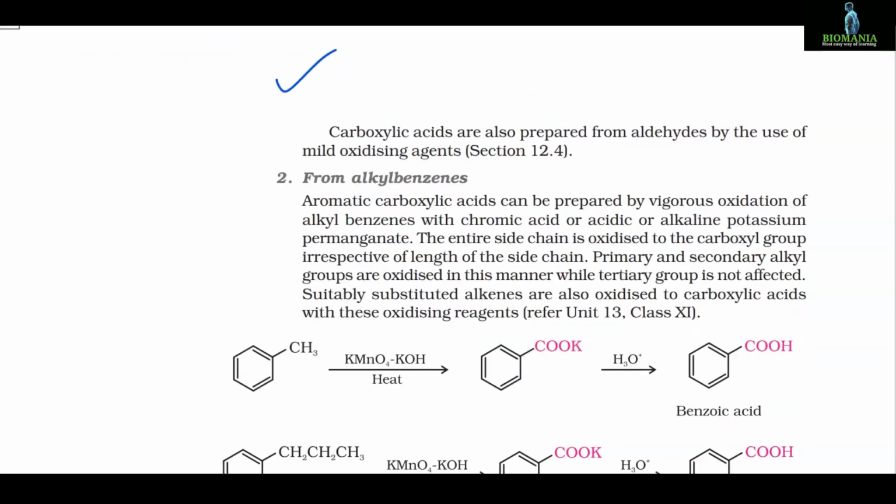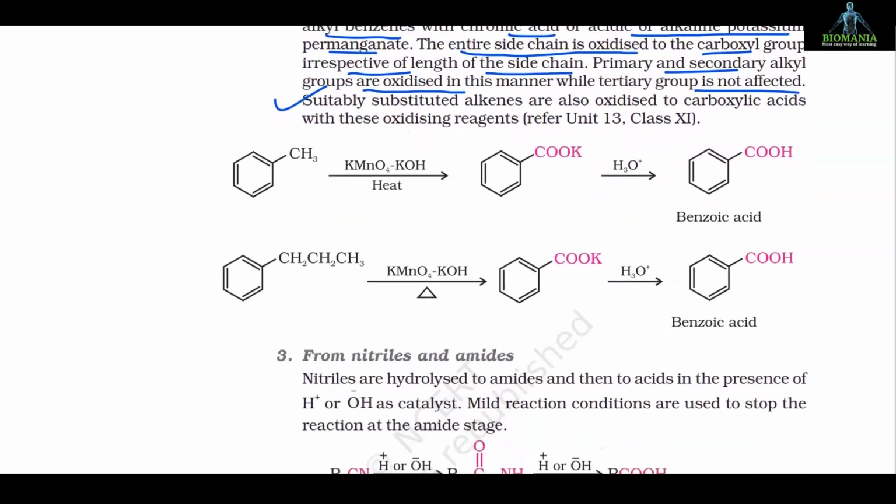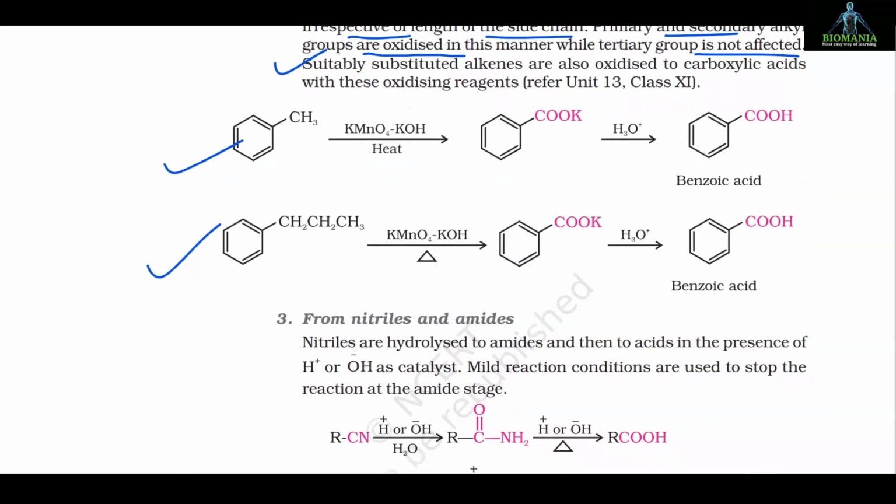Carboxylic acids are also prepared from aldehydes by the use of mild oxidizing agents. Number 2. From alkyl benzenes. Aromatic carboxylic acids can be prepared by vigorous oxidation of alkyl benzenes with chromic acid or acidic or alkaline potassium permanganate. The entire side chain is oxidized to the carboxyl group irrespective of the length of the side chain. Primary and secondary alkyl groups are oxidized in this manner while tertiary groups are not affected. Suitably substituted alkenes are also oxidized to carboxylic acids with these oxidizing reagents. Here you can see both reactions in which benzoic acid is the final product.